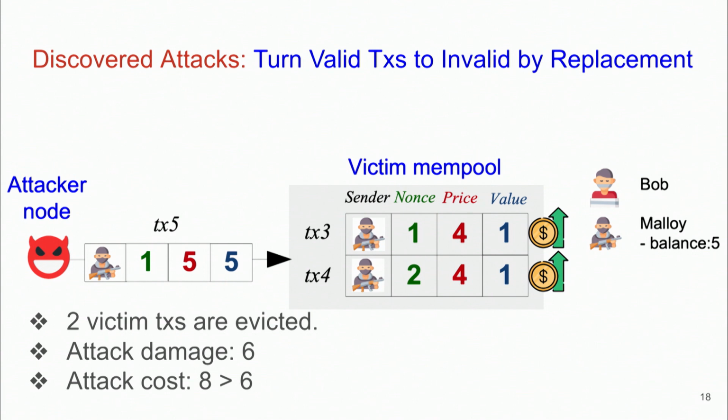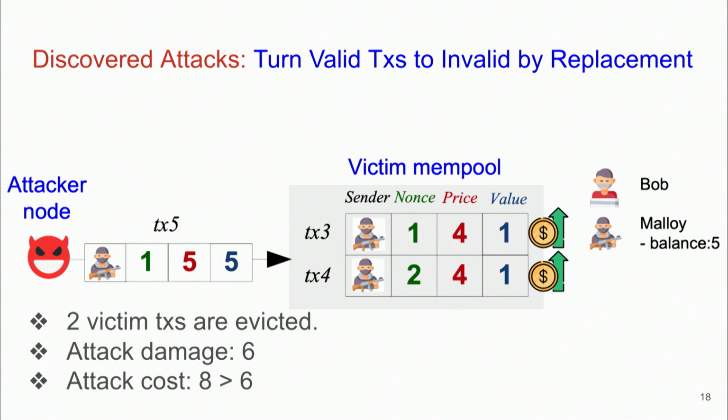Okay? So in other words, the damage caused by the attack is 6, 3 plus 3. But in terms of the cost to the attacker, it is 8, because at this point these two transactions are both valid transactions, and they will be included into the next block. So 4 plus 4, 8, is larger than 6. So this is a successful attack, but it's not a successful asymmetric attack.